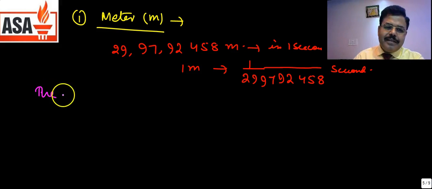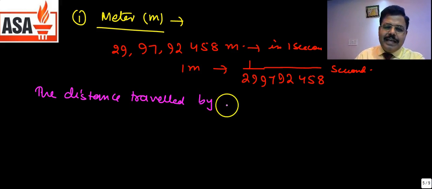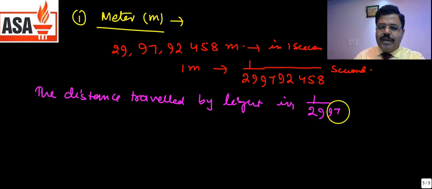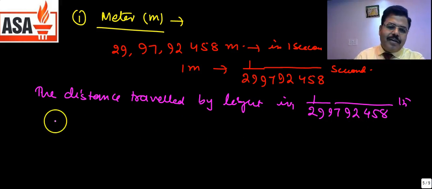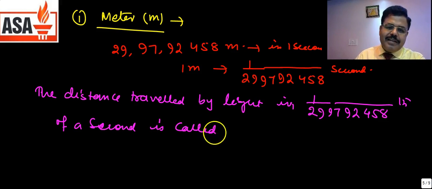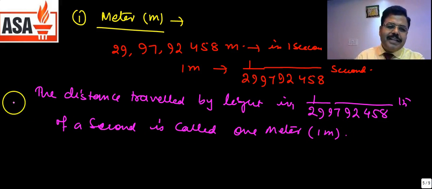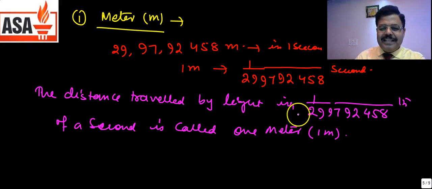The distance traveled by light in vacuum in 1/29,97,92,458 of a second is called 1 meter. That is denoted by 1 m. So this is the basic definition. You might be surprised that who will have the authority to calculate this, but this is a fact.